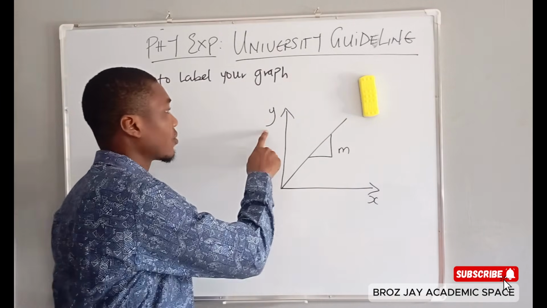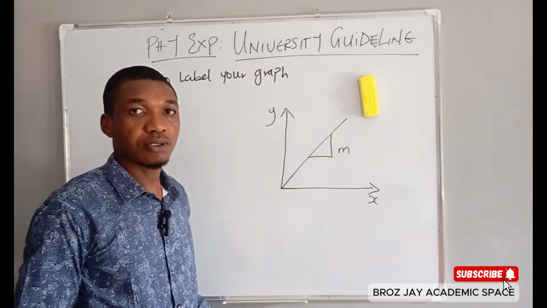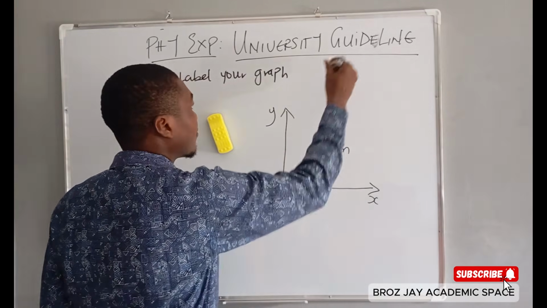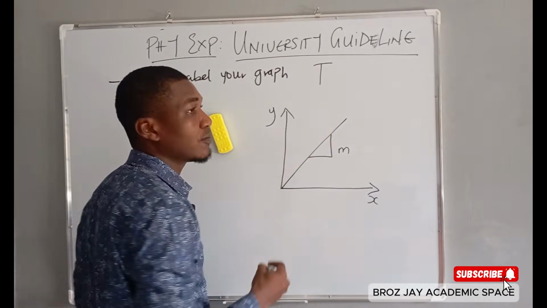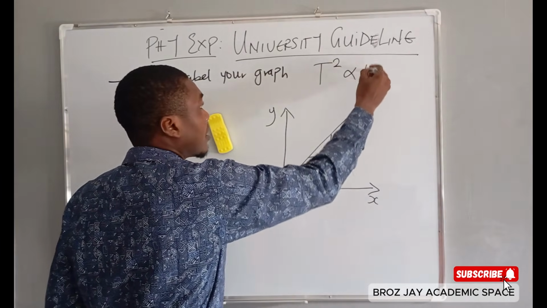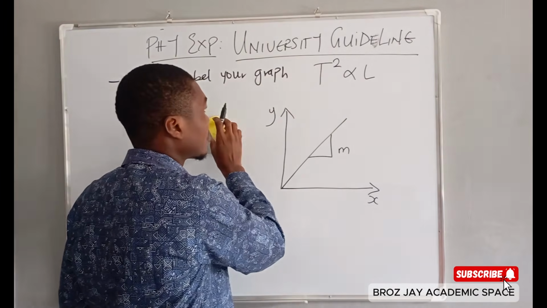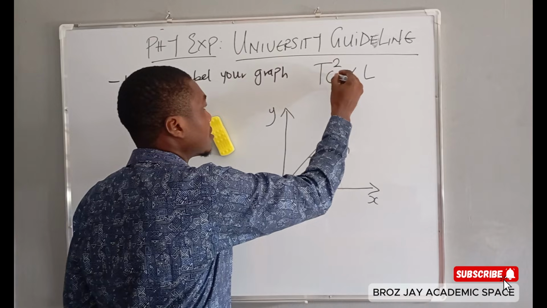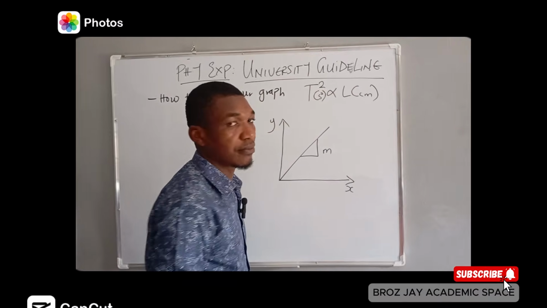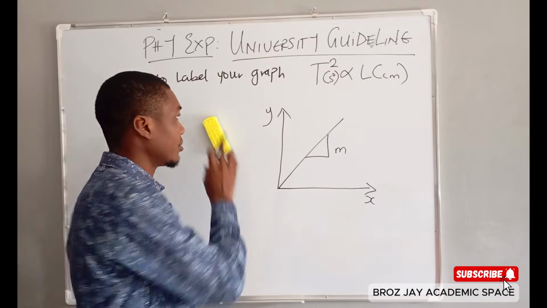Instead, we give the quantity of what we are plotting and their units. So let's say we are plotting a graph of T squared against L, using a simple pendulum for instance. Now, T squared is in second square and L is in cm. Very important. So how do you label this graph?